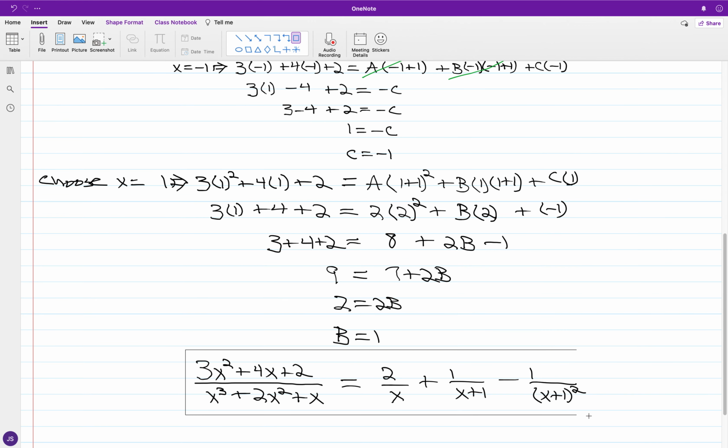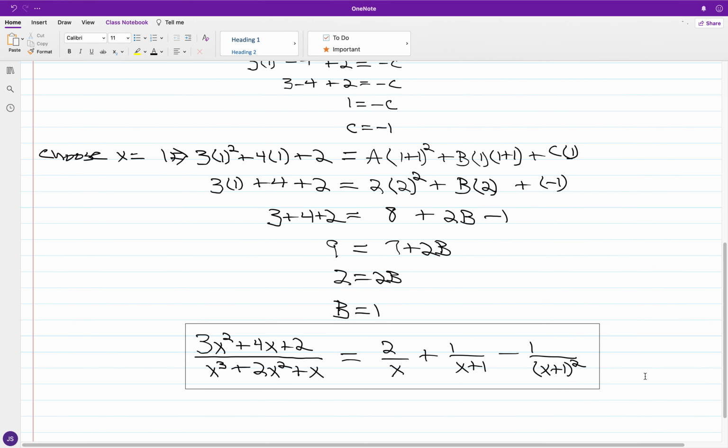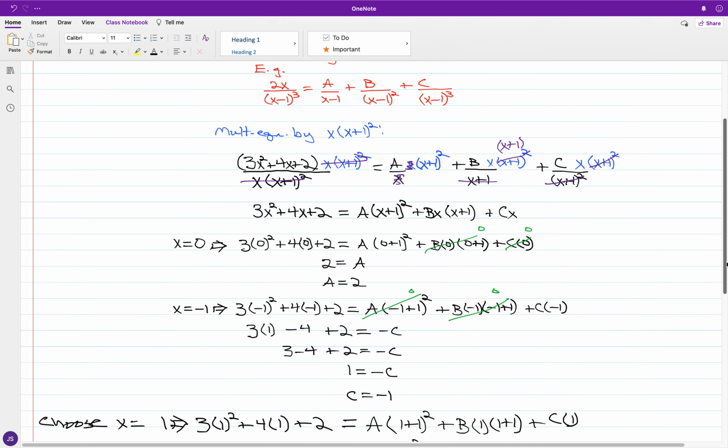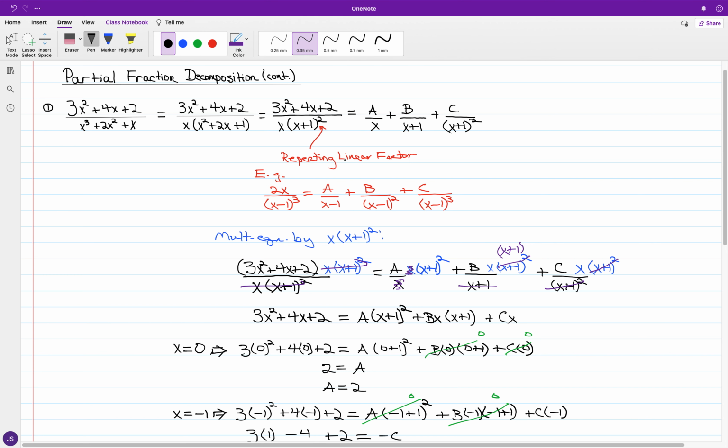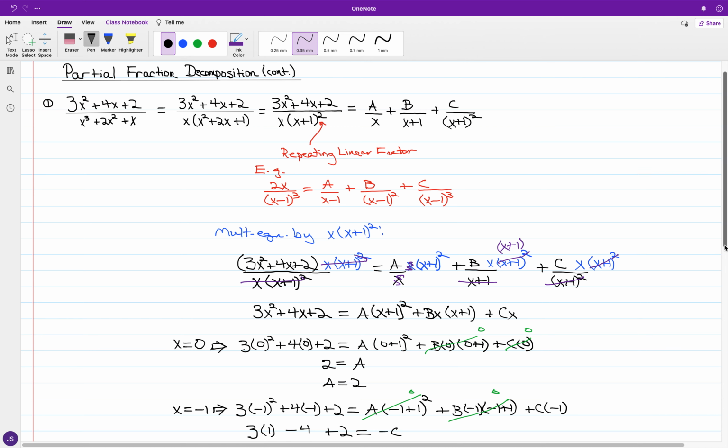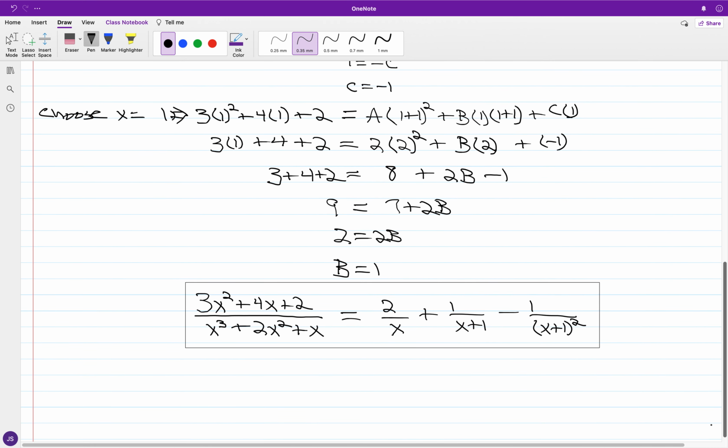Again, we had x plus 1 to be a repeating linear factor. Thus, you had the separation going from the lowest degree in the natural number powers, where we have x plus 1 to the first, up to the original degree from the factoring. So we have three partial fractions from this particular ratio.